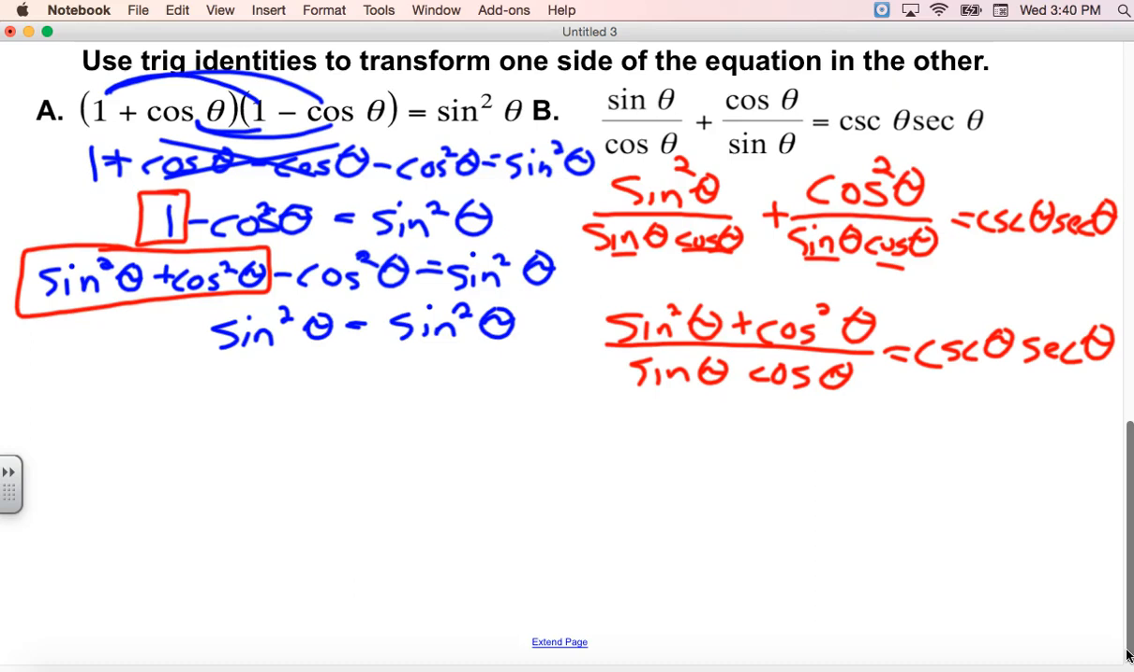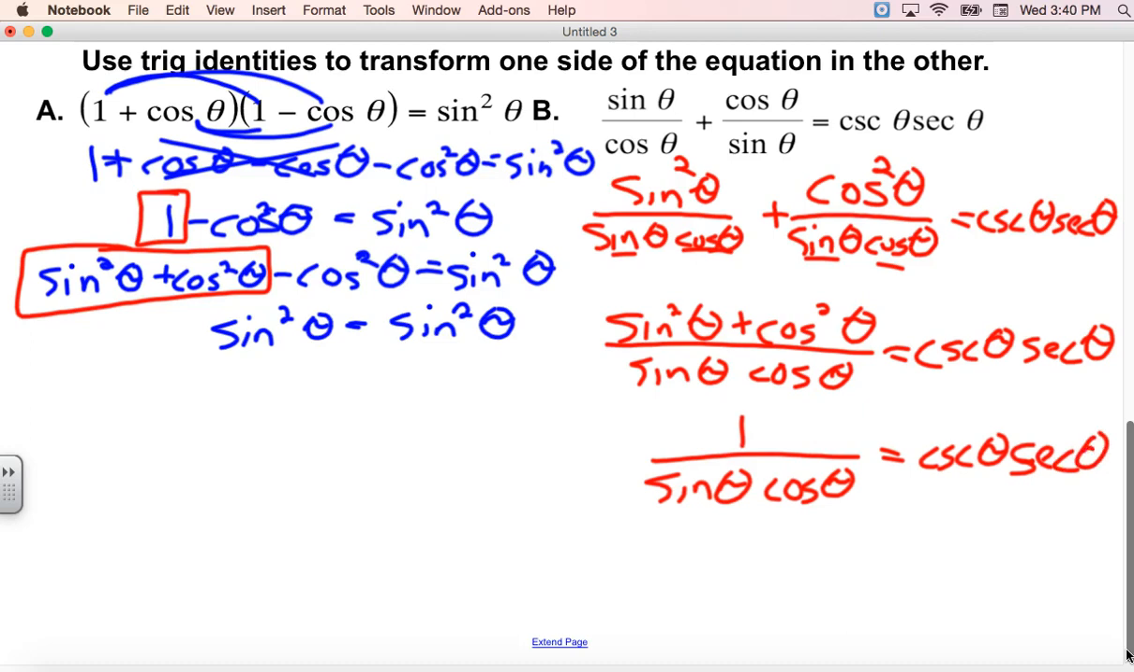Up top you see sine squared plus cosine squared. Well, just like the last problem, that's one of our trig identities. Sine squared plus cosine squared is just 1. So we can just change that to be 1. So we got 1 over sine theta cosine theta equals cosecant theta secant theta.